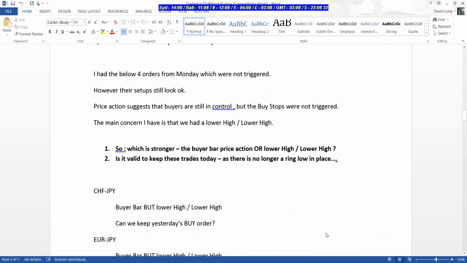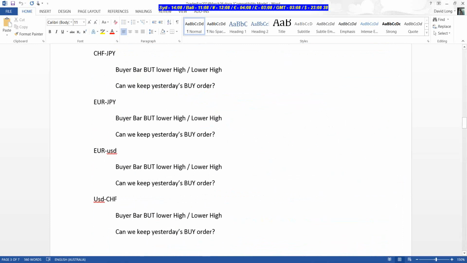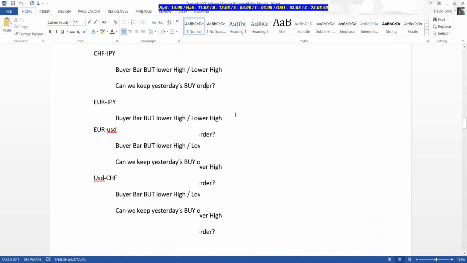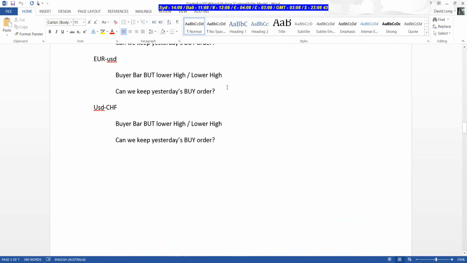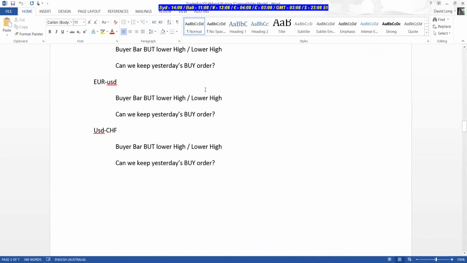One concern I have is we had a low. Swiss yen. Yes, can we keep yesterday's buy order? Yeah, yeah. They're still seeing euro dollar. Look, technically yes. Just a sec, guys.